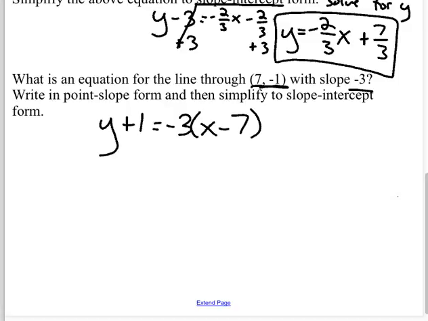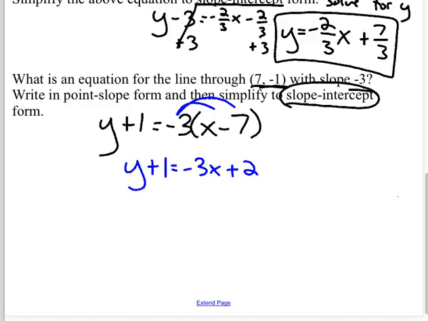So I want to start in point-slope form, okay? That's going to be the easiest way when you're dealing with a point and a slope. Put it in point-slope form. And then it says simplify to slope-intercept. So you always want to note if you need to simplify it from there, okay? What form does my answer have to be in? Slope-intercept means solve for y. So it means distribute that -3 and subtract the 1.